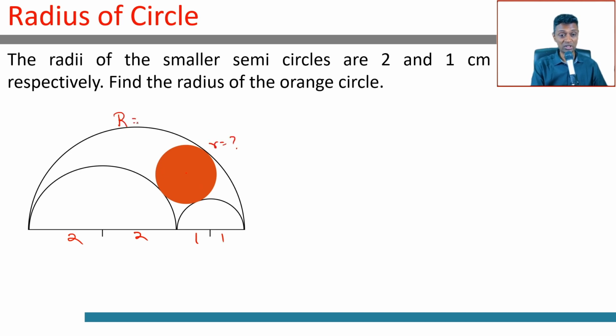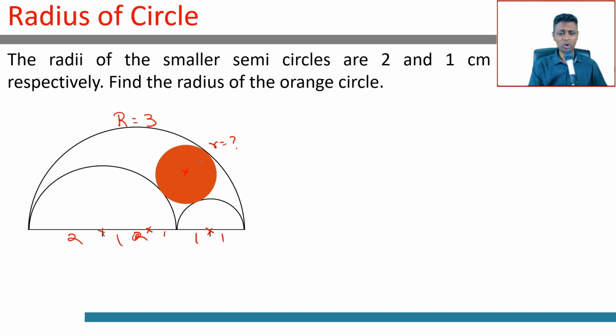Radius of the large circle is 3. That much we know. It's a big circle, right? There could be a center. This is the center of this circle, this is the center of this circle. There will be a center to the big circle. It will get broken as 1 and 1.